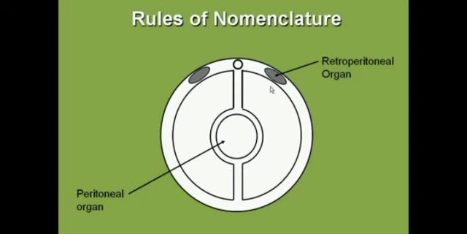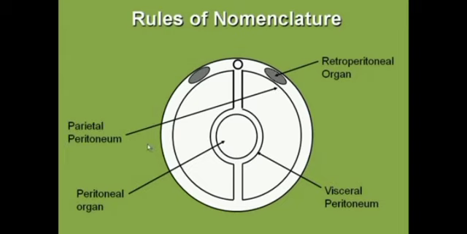The second rule is that the peritoneum that surrounds a peritoneal organ, in other words, this peritoneum that's surrounding a peritoneal organ, will always be called visceral peritoneum. And the peritoneum that covers retroperitoneal organs will always be called parietal peritoneum. So the second rule is visceral peritoneum is the peritoneum surrounding peritoneal organs, and parietal peritoneum is the peritoneum covering retroperitoneal organs. Thirdly, the peritoneum that connects parietal peritoneum to visceral peritoneum.